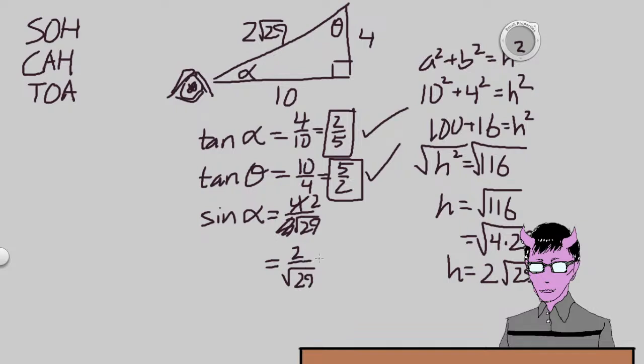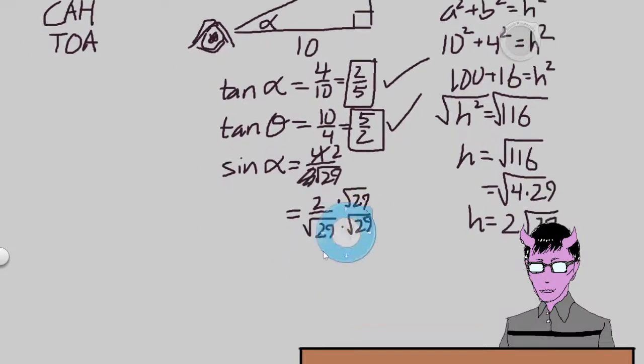And to rationalize, we'll just follow a very basic algorithm. Top and bottom times square root of 29. Final cleanup step. This one, the square roots undo each other, kind of. And we get 29 on bottom, and then we copy paste 2 times 29. And that's it for sine of theta.